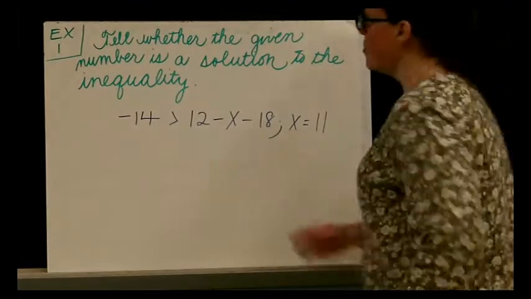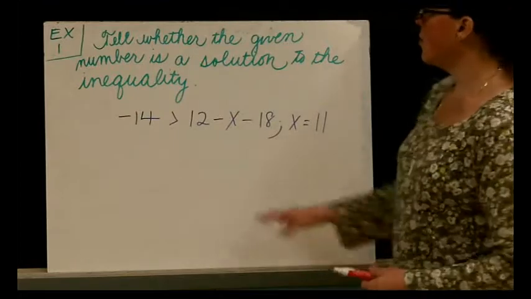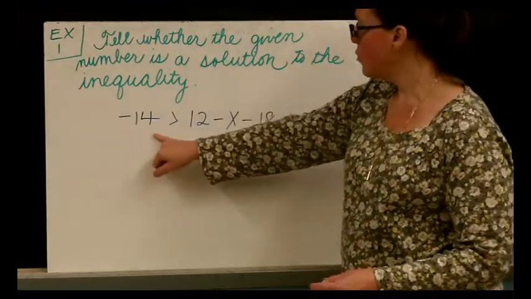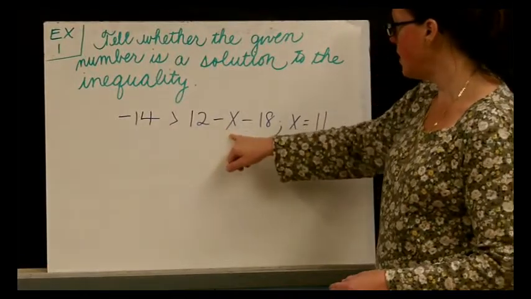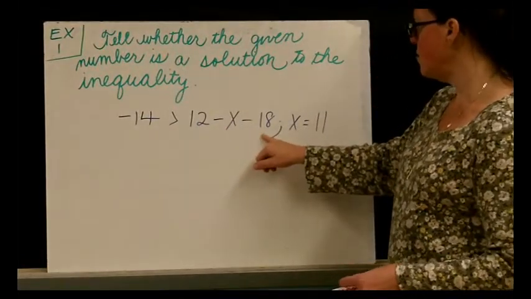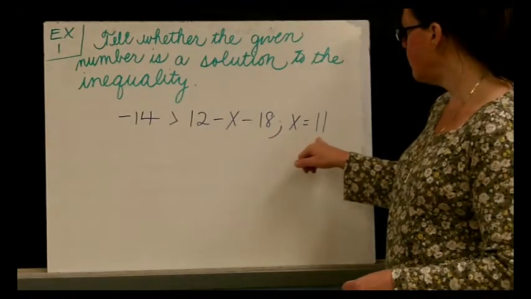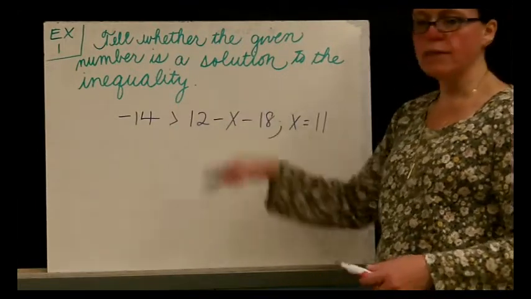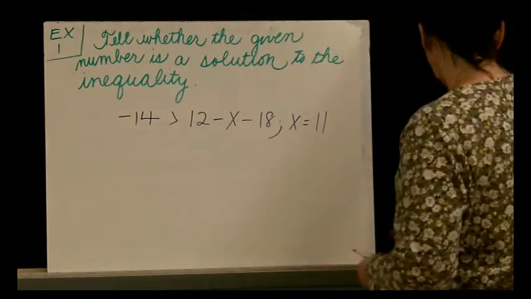Now it's time to go on to the first of our 3 examples. Let's take a look at the problem. We have negative 14 is greater than 12 minus x minus 18. And what we have to do is find out if a positive 11 makes this statement true. We want to see if a positive 11 is in the solution.